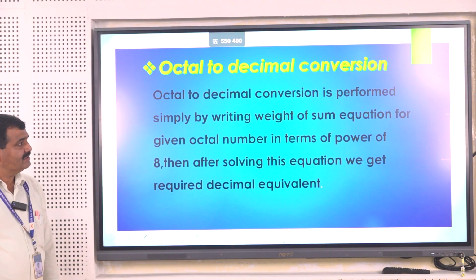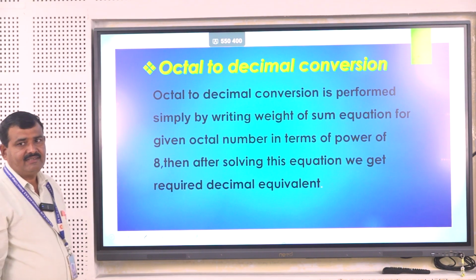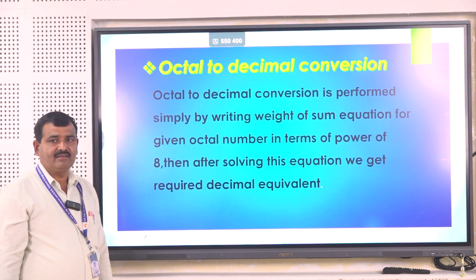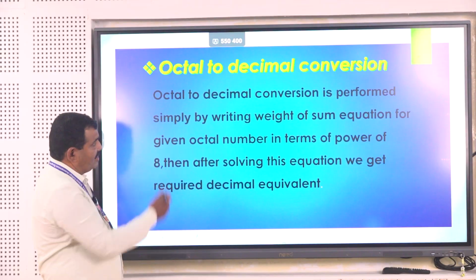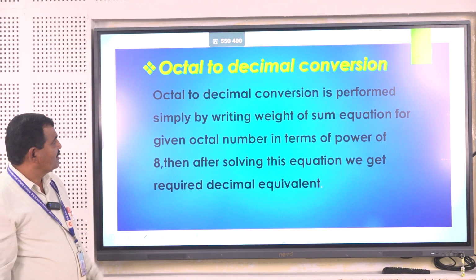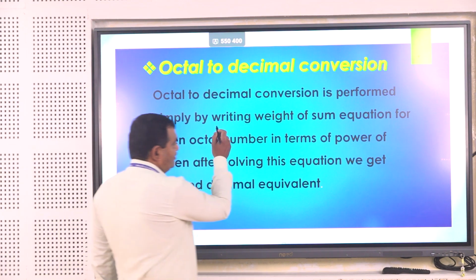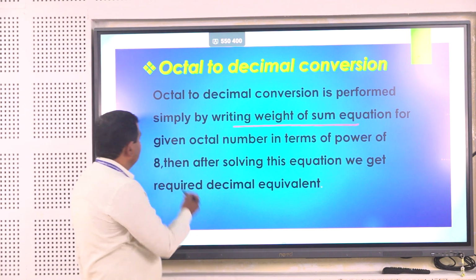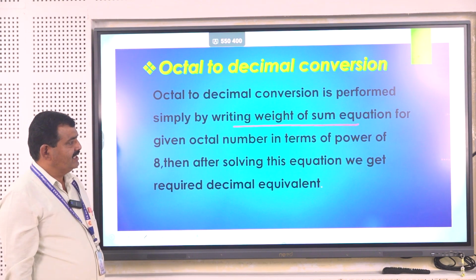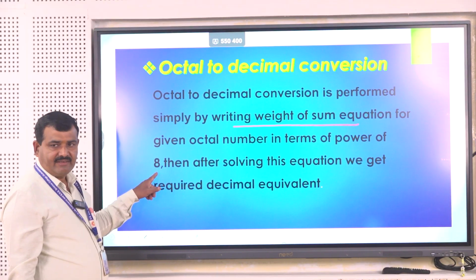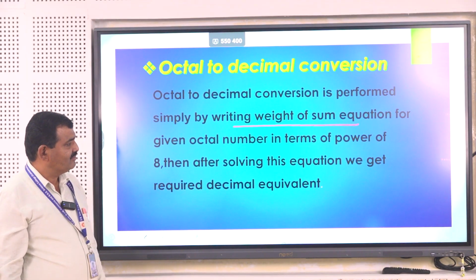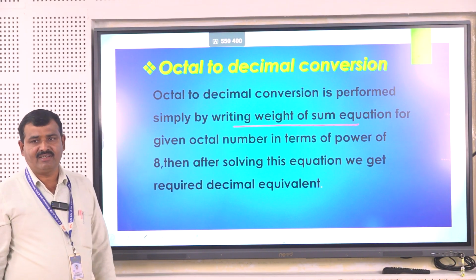Then we see the second conversion technique, octal to decimal conversion. Octal to decimal conversion is performed simply by writing the weight of sum equation for the given octal number in terms of power of 8. Then after solving this equation we get the required decimal equivalent.